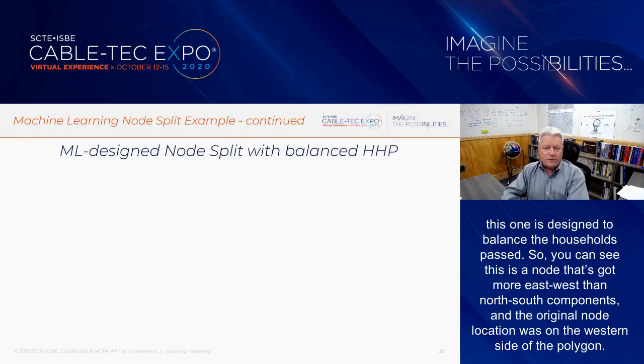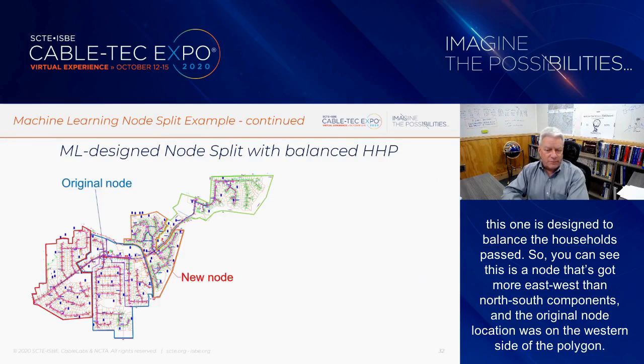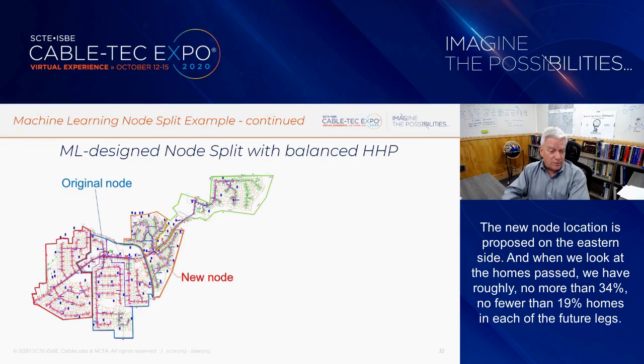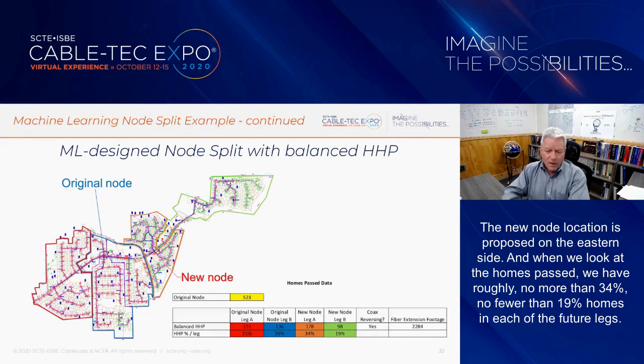Moving on to another one, this one's designed to balance the homes passed. So you can see this is a node that's got more east-west than north-south components, and the original node location was on the western side of the polygon. The new node location is proposed on the eastern side. And when we look at the homes passed, we have roughly no more than 34%, no fewer than 19% homes in each of the future legs.